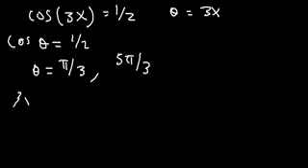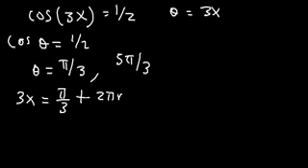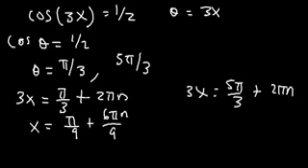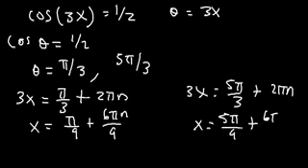So we're going to set 3x equal to pi over 3 plus 2 pi n. And we're going to set it equal to the other answer, 5 pi over 3 plus 2 pi n. So now let's divide both sides by 3. So we get pi over 9 plus 2 pi over 3 times n. But 2 pi over 3, I'm going to try to get common denominators. That's the same as 2 pi over 3 times 3 over 3, you get 6 pi n over 9. And here, this is going to be 5 pi over 9 plus, well, it's 2 pi over 3 again, which is 6 pi over 9. It makes it easier to add once you have common denominators.